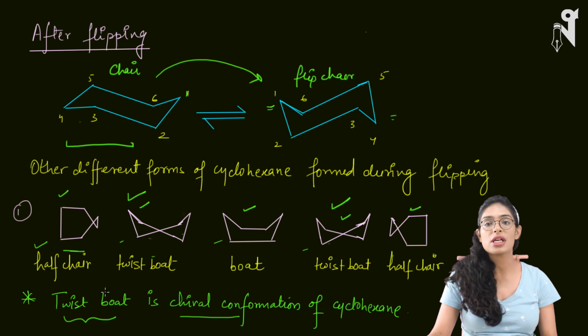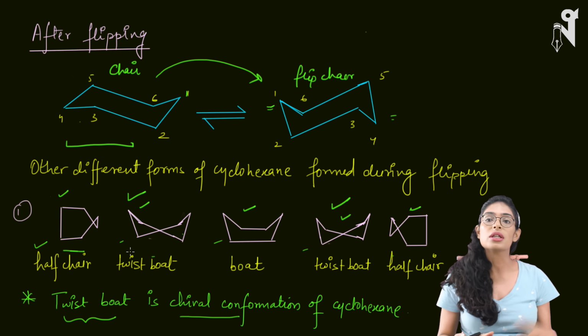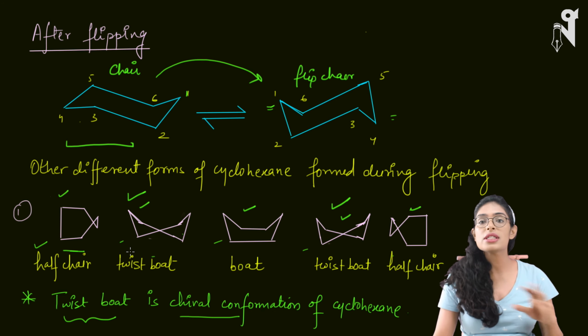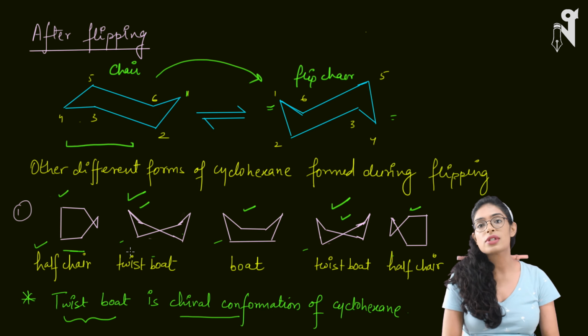In the JEE exam, it has been asked long back, not when it was called JEE, earlier it was called AIEEE, and at that time this question was asked: which of the following is the chiral conformation of cyclohexane? So twist boat is the one. Okay, now let's talk about the placement of all these conformations on the potential energy diagram of cyclohexane.